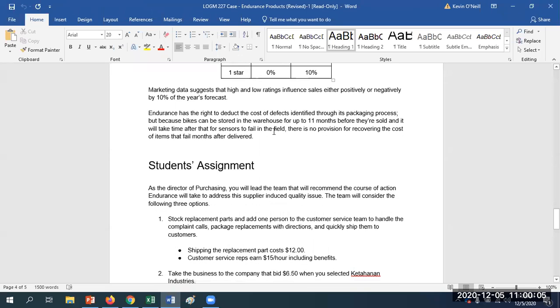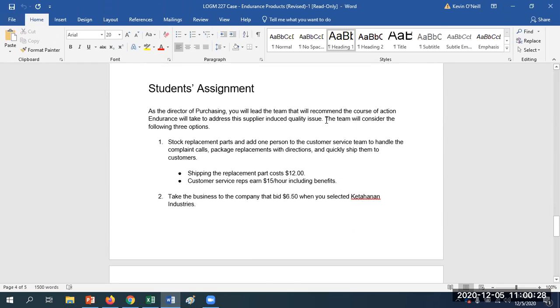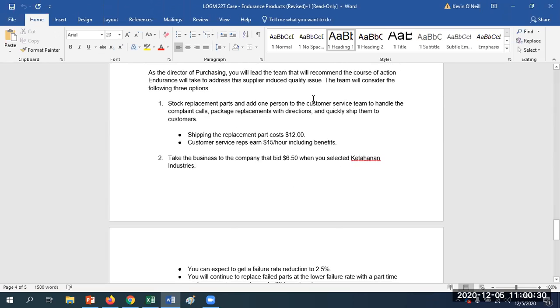The marketing data suggests that high and low ratings influence sales either positively or negatively by 10% of the year's forecast. So Endurance can deduct the cost of defects that it identifies in the packaging process, but they really can't recover them if something's been sitting in the warehouse for months. So your assignment is this. As the director of purchasing, you're going to lead a team to recommend a course of action.